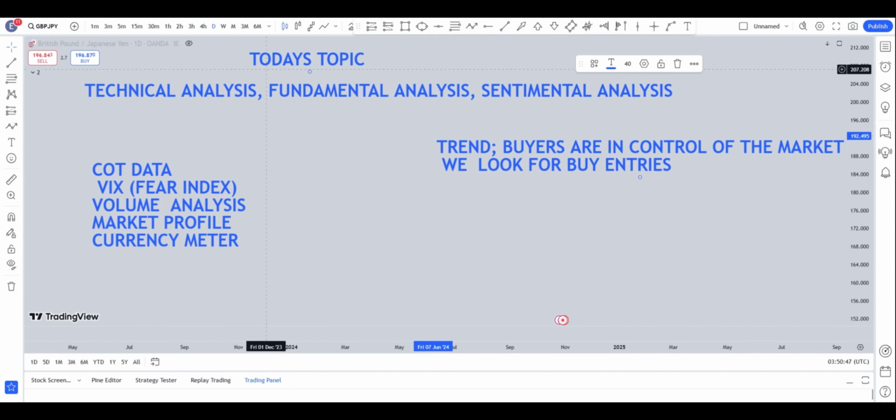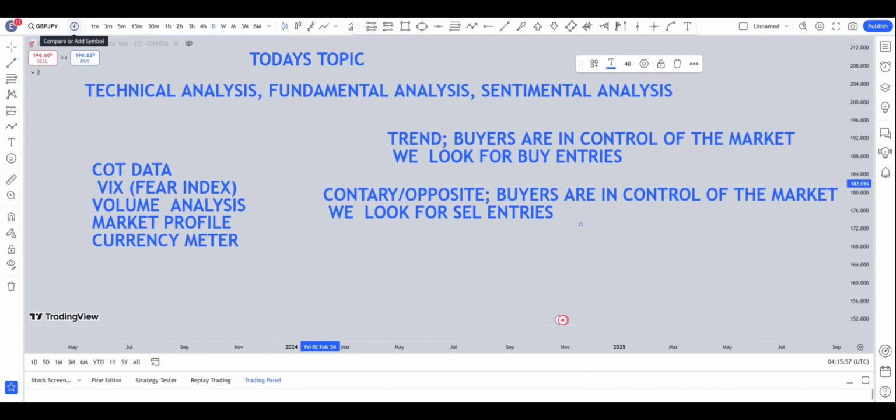So for example, we know that the buyers are in control of the market. Instead of looking for buy entries, we look for sell entries, because we believe that the market is about to change its direction. So that's just an example of the two ways of using sentimental analysis. We'll discuss more about it in a future video.